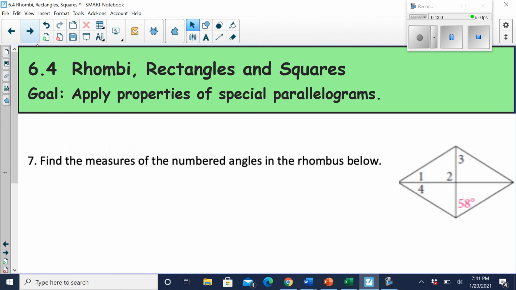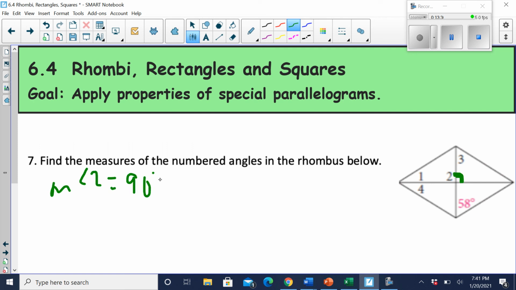Let's see here. Find the measures of the numbered angles in the rhombus below. So a rhombus has to have 4 congruent sides. The other thing that we know about the rhombus is we said that the diagonals are perpendicular. Okay, so think about diagonals perpendicular. That means that when they cross, they're going to form these 90-degree angles right here. So the measure of angle 2 has to be 90 degrees.